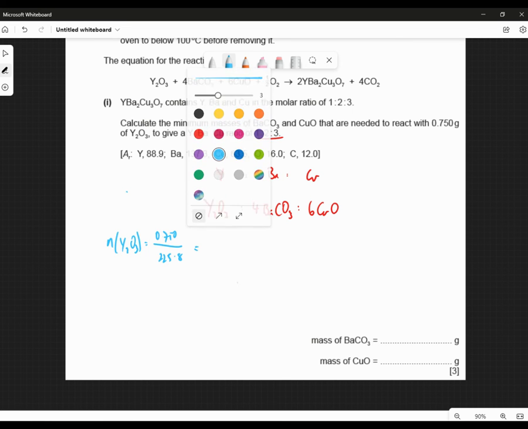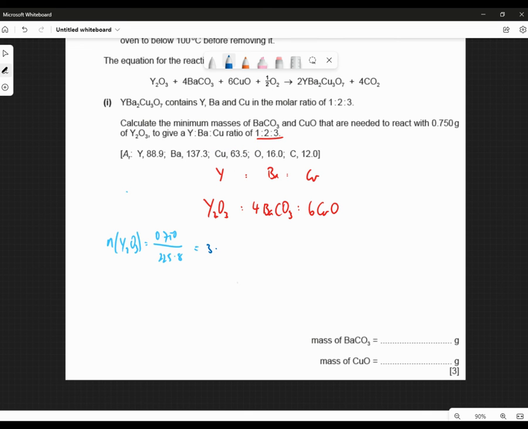Actually, the pen's a bit light, isn't it? So 3.32 times 10 to the minus 3 moles. That's the number of moles of yttrium oxide. Now I'll times this number by 4 to give me the number of moles needed of barium carbonate. So it's 3.32 times 10 to the minus 3 times 4, which equals 0.0133. That's the moles I need of barium carbonate.